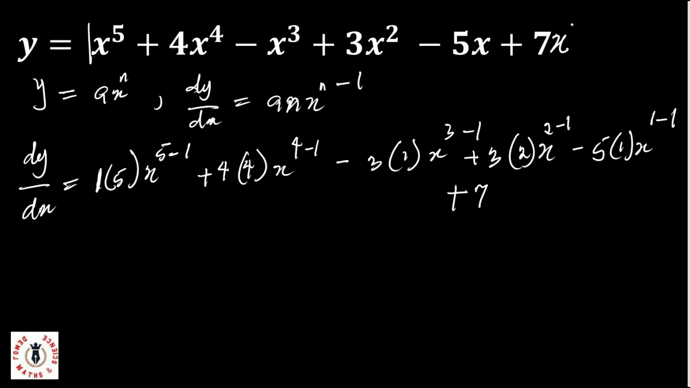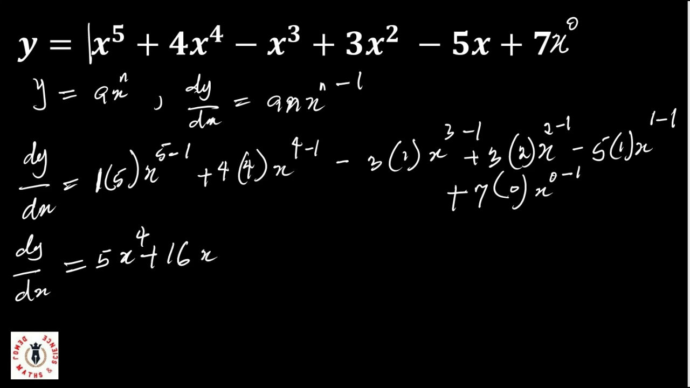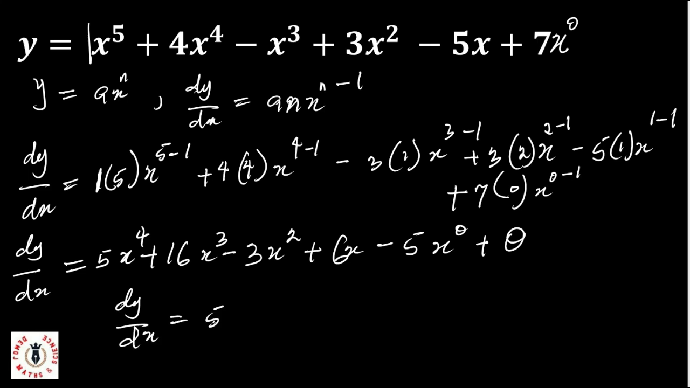Remember, when you treat a constant, this is as good as x raised to power 0. x raised to power 0 into x raised to power 0 minus 1. So that dy/dx conclusively will be equal to 1 times 5, that's 5, x raised to power 4 plus 16x raised to the power 3 minus 3x raised to the power 2 plus 6x and minus 5x raised to the power 0. Now plus 7, that's 7 times 0, obviously that's 0. So that dy/dx is equal to 5x raised to the power 4 plus 16x raised to the power 3 minus 3x squared plus 6x minus 5.